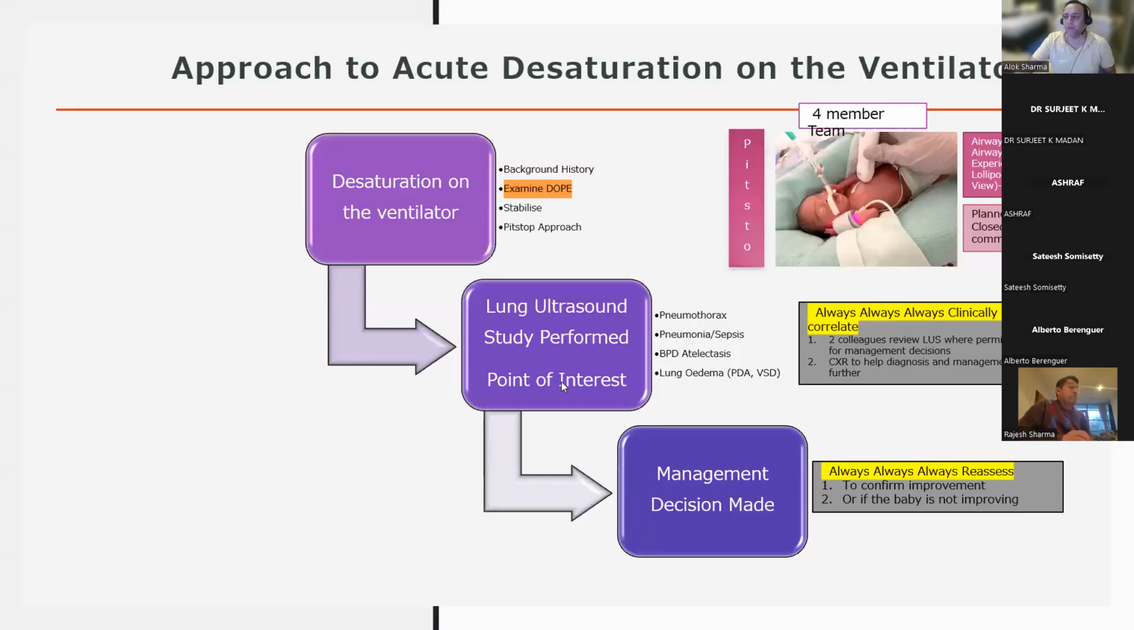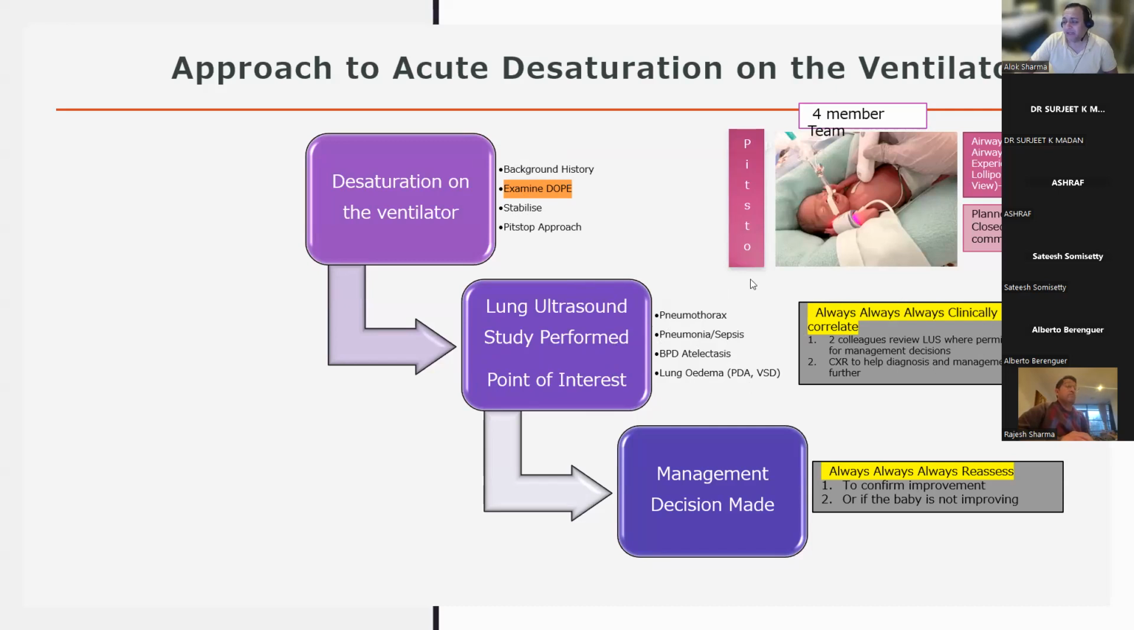So again, what we're moving to now is we know how to do the lung ultrasound. We know what the abnormal pathologies might be that might explain why this baby is desaturating. We have done the background history, we've done DOPE, we've stabilized, but we start our lung ultrasound with the point of interest. And once we make a diagnosis, we clinically correlate. And if there's any confusion, we phone a friend.